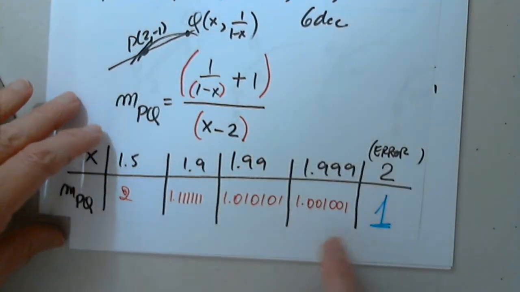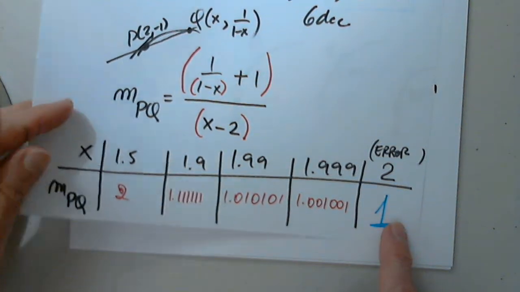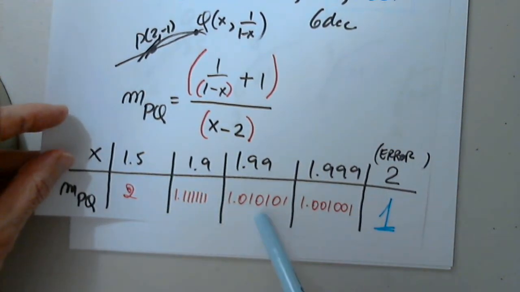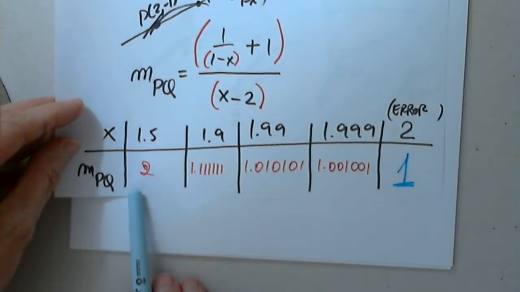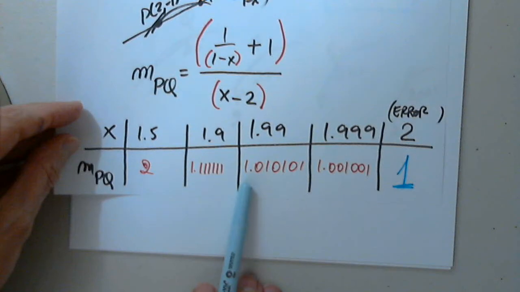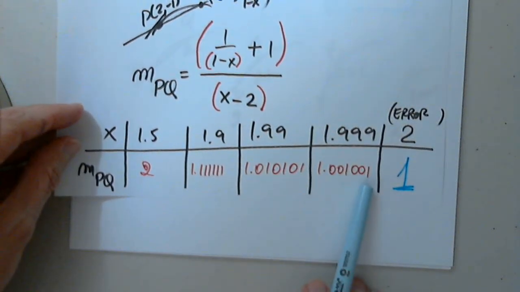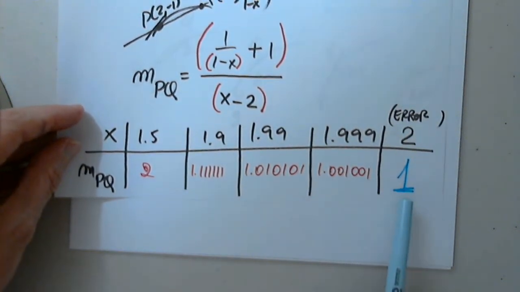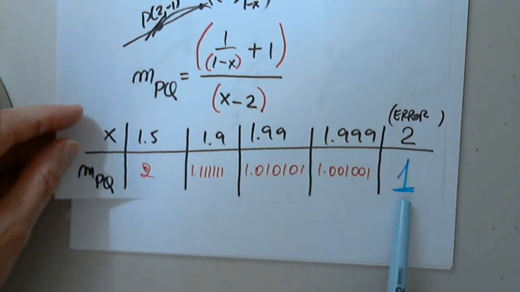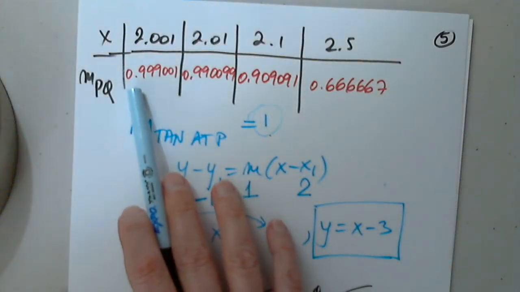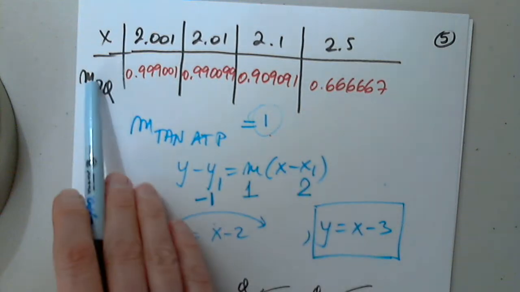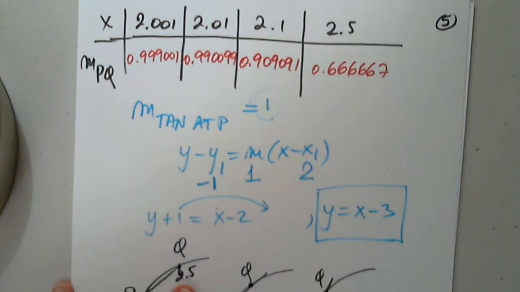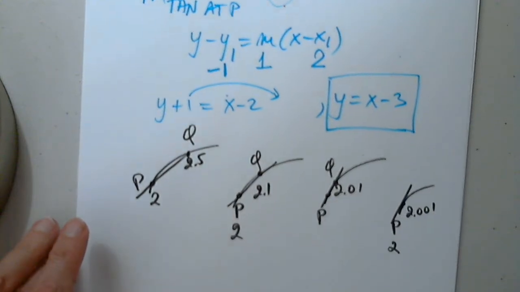Now, if the numbers go all over the place, something is wrong, right? If this is 2 and this is 5 and this is 3 and this is 100, then I cannot make a decision. But here it's very clear what's happening. It's 2, 1.11, 1.01, 1.001, 1.0000001. It's clear that it's approaching 1. And the same thing on this side, getting closer and closer: 0.999, 0.99999. So it's clear that the slope of the tangent is 1. Okay, I get it now.